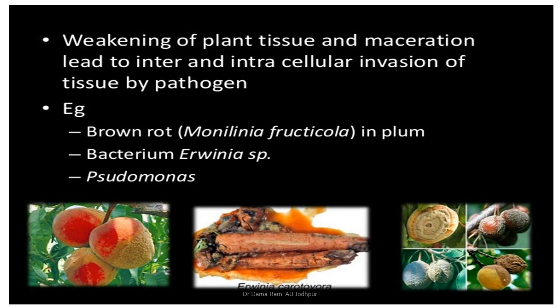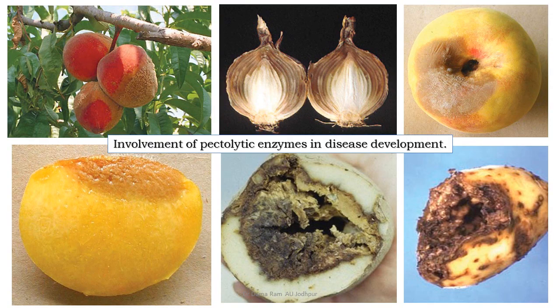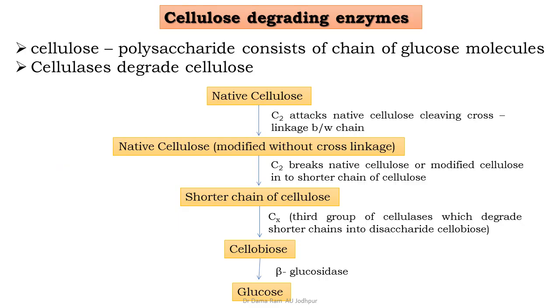So weakening and maceration of plant tissue lead to inter- and intracellular invasion of the tissue by the pathogen. For example, a lot of examples are there: brown rot bacterium, Erwinia species, Pseudomonas. Here you see one more picture, soft rotting of pears, garlic, apples, potatoes, and citrus. All these rotting fungi and bacteria secrete the pectinase enzyme.